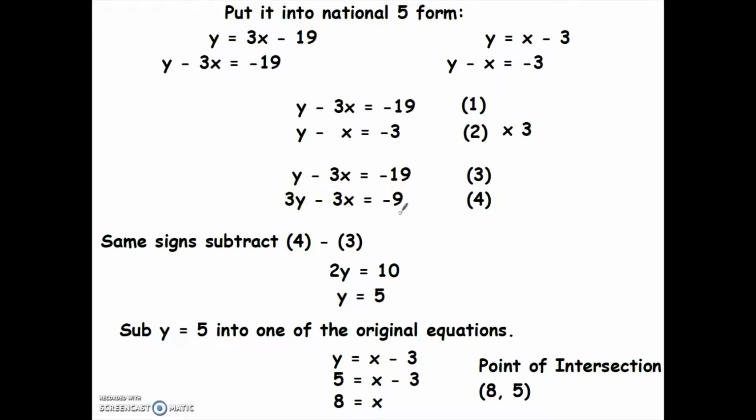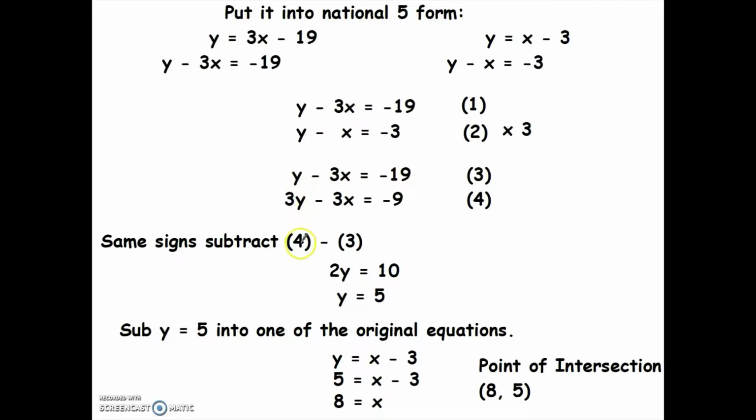Now, the reason I do this is because the rule that I use each time is if the signs are the same in the middle, we can just subtract, and that is going to lead to them disappearing. Now, when I subtract here, if I did y take away 3y, I'm going to get negative 2y.